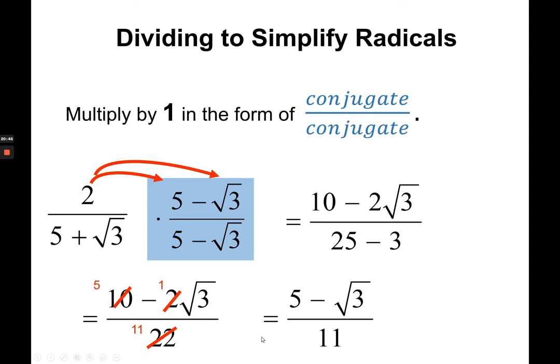What's the whole deal with this? Well, by the conjugate method, there is no more radical in the denominator, and therefore this is considered simplified form. When you are dividing radicals, you don't actually divide. You do conjugate over conjugate multiplication or square root of x times the square root of x multiplication. Let's have some more examples.